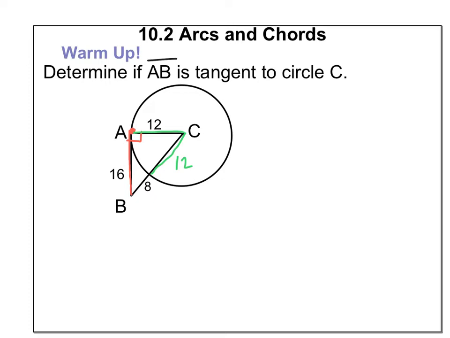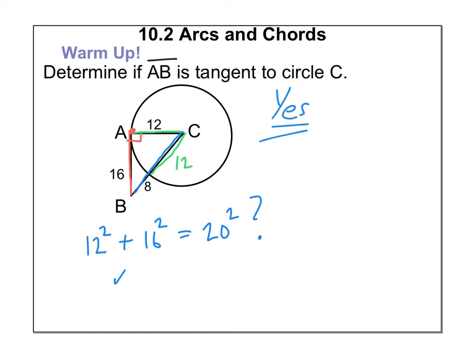So what we would need to check is: is 12 squared plus 16 squared, the two legs, equal to, again, this entire length here, the hypotenuse, which is the 12 plus the 8, or 20 squared? We would need to do the math on that and check it out, and then that would give us our answer. Just doing a quick calculation, I see that it does work, so you can verify that. So that means that yes, AB is tangent, because we knew that it was perpendicular, and we used the Pythagorean theorem to check it out.